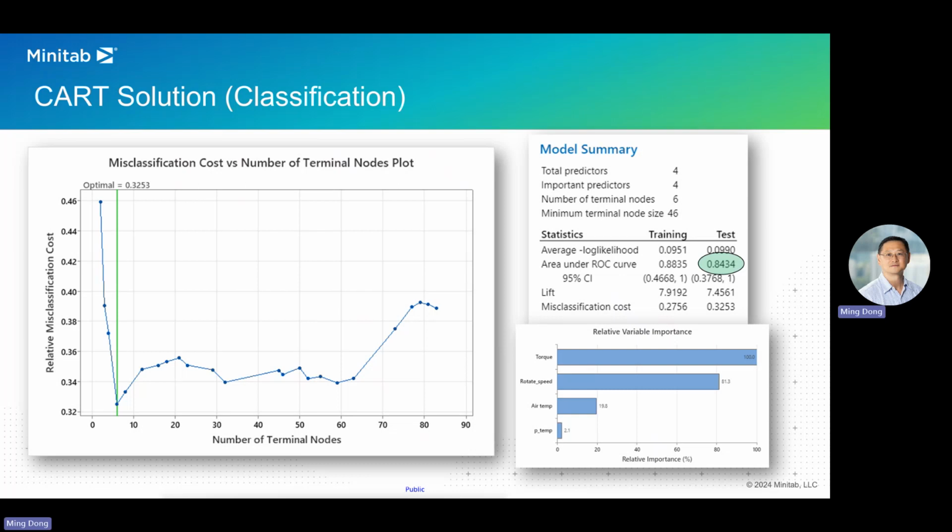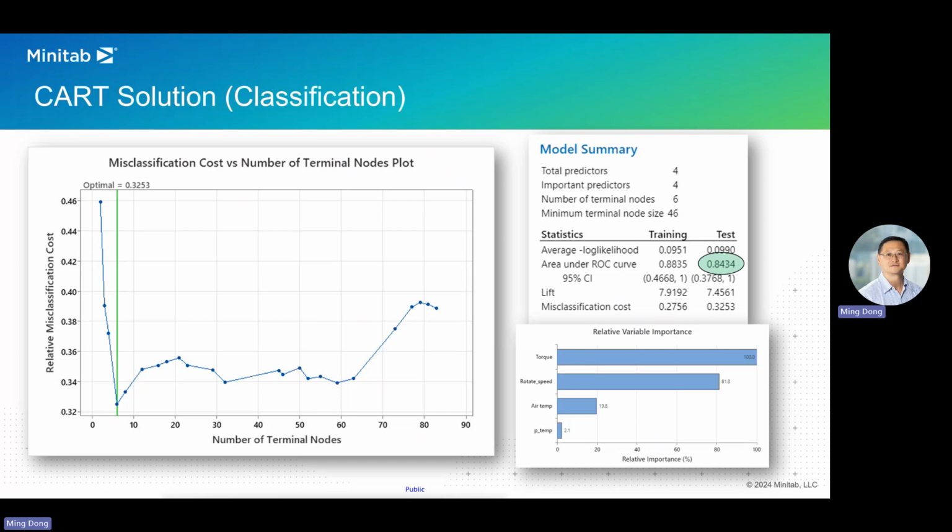Okay, here's the output. The tree diagram on the left shows the number of terminal nodes, which means if you look at the tree, how many terminal nodes there are. Here the number of terminal nodes is 6. It's based on the misclassification cost, and then we find out which is the optimal point. So the algorithm tells me the number of terminal nodes is 6, which is the size of the tree.